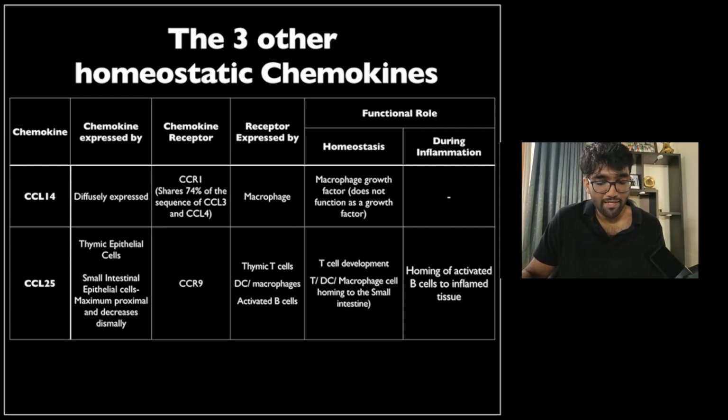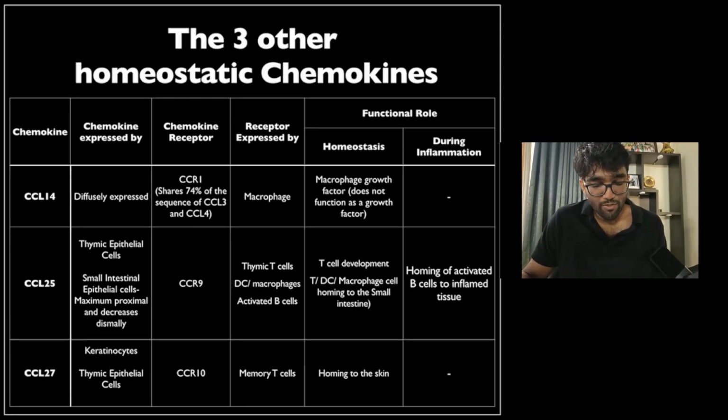Then it is also expressed by dendritic cells and macrophages. This causes homing of T cells, dendritic cells, and macrophages to the small intestine in specific situations. It is also expressed by activated B cells, and that expression causes the influx of activated B cells into inflamed tissue, allowing for local antibody production. CCL27 is expressed by keratinocytes, basal epidermal cells within the skin, and thymic epithelial cells. The corresponding receptor is CCR10. It is primarily expressed by memory T cells and allows homing of memory T cells to the skin.